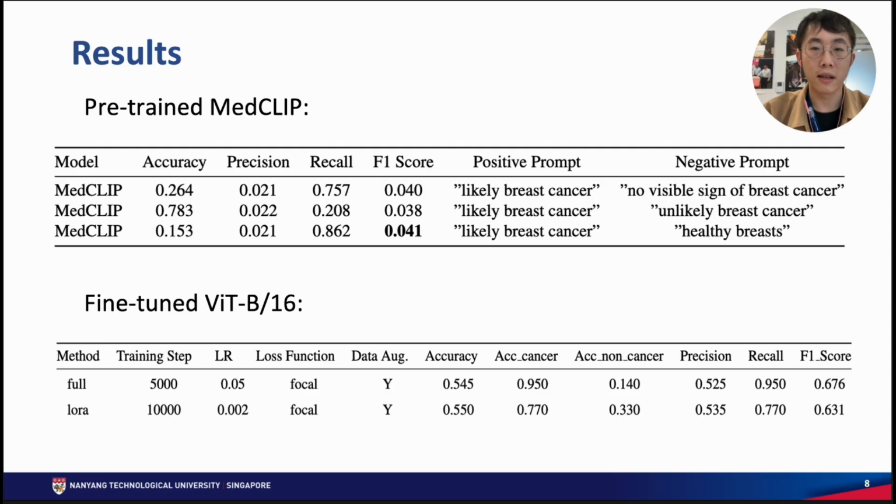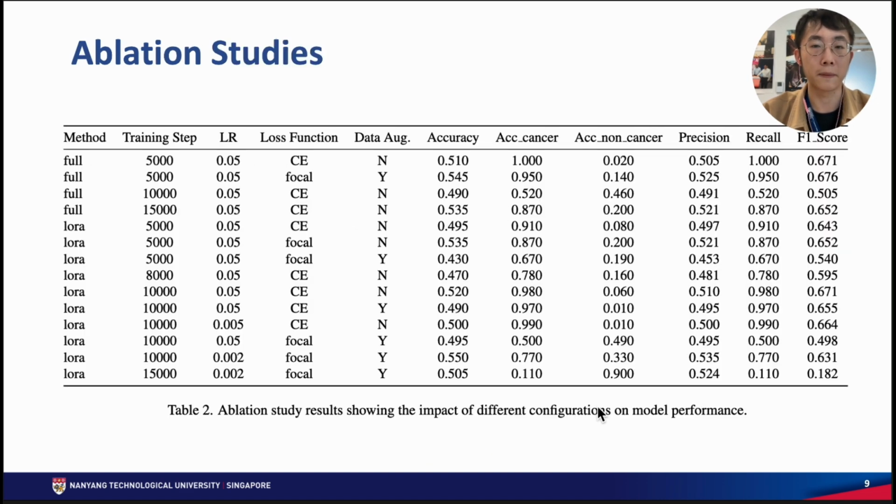Our results. First, our experiment highlights the sensitivity of MatCLIP's performance to the choice of different prompts. We can see there is a clear trade-off between accuracy and recall in different configurations. And for fine-tuning ViT, we can see that the overall performance of F1 score and accuracy are actually more balanced and more acceptable compared to MatCLIP.